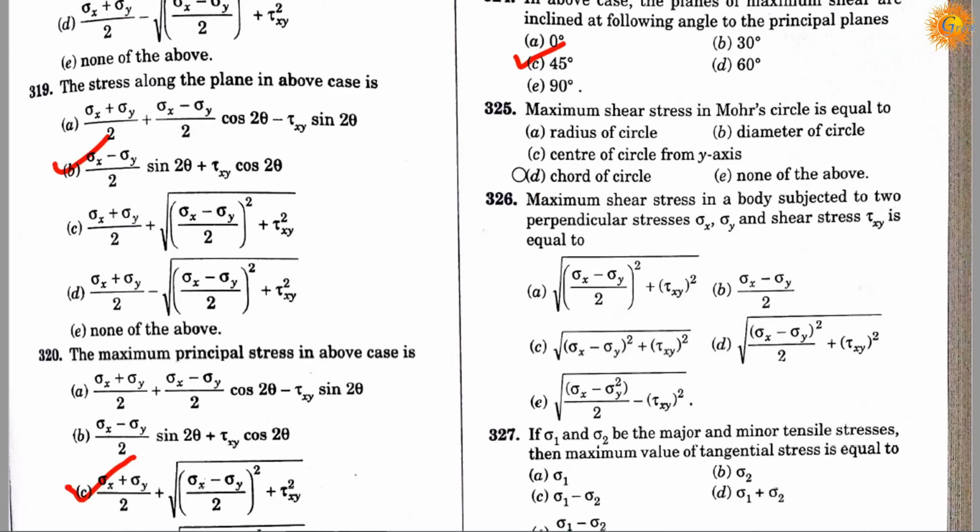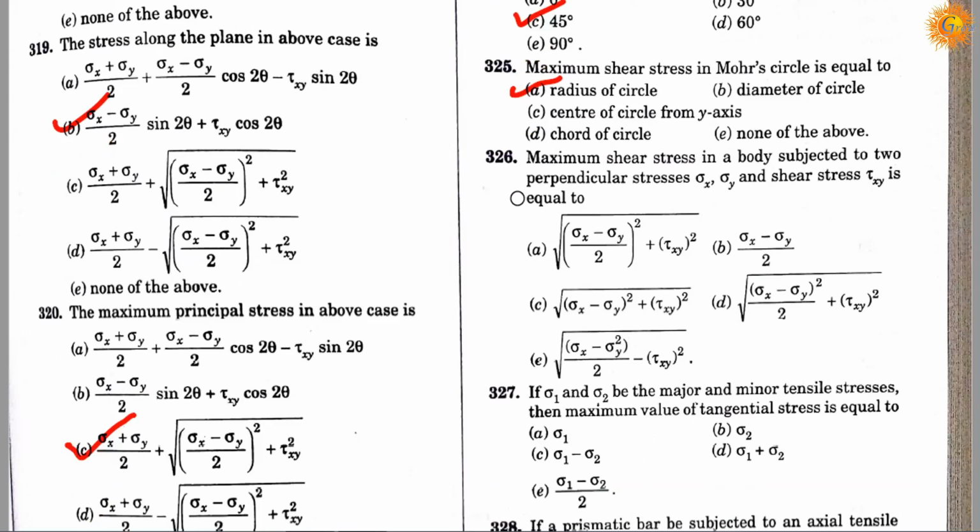Question number 325. Maximum shear stress in Mohr's circle is equal to option A, radius of circle, option B, the diameter of circle, option C, the center of circle from y-axis, option D, a chord of circle, option E, none of the above. Correct answer is A. It will be radius of circle.